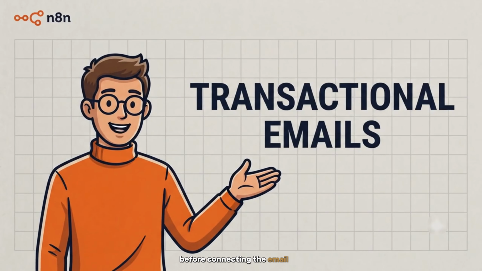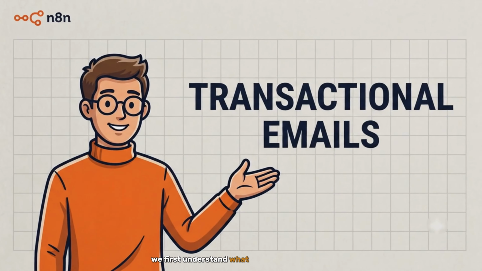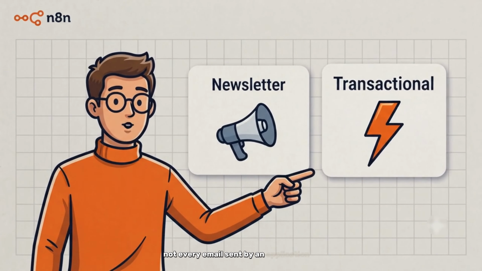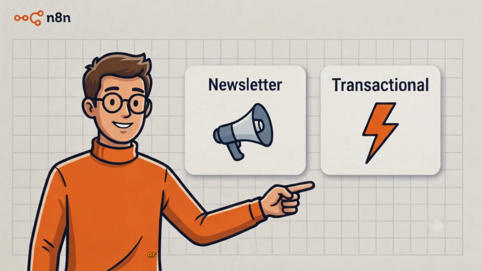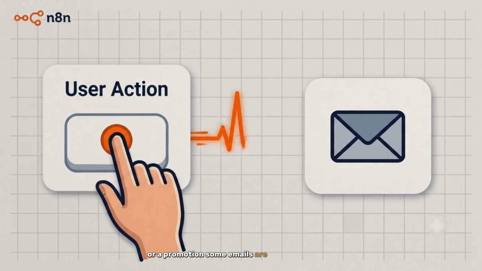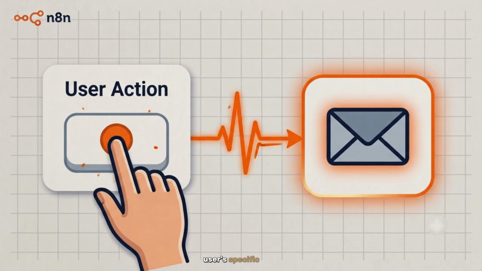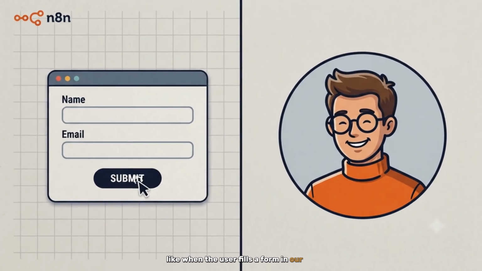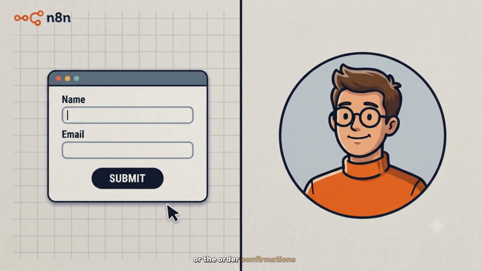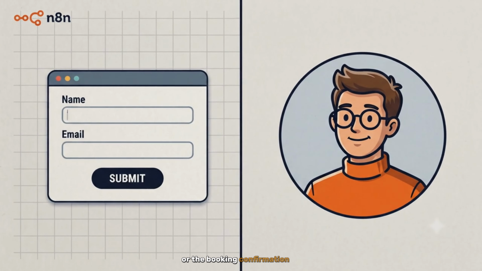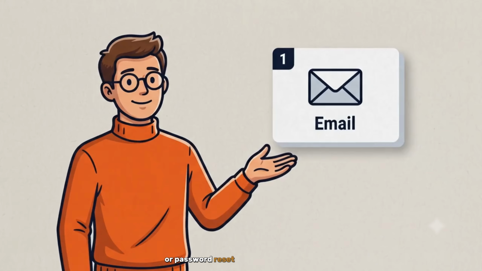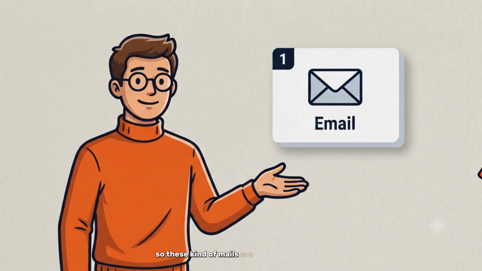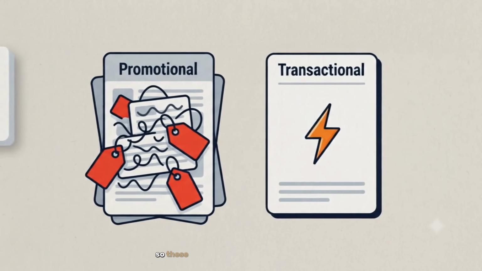Before connecting the email node, we first need to understand what transactional emails are. Not every mail sent by an application is a newsletter or a promotion. Some emails are triggered because of a user-specific action, like when the user fills a form in our case, or order confirmations, booking confirmation mails, password resets and email verifications. These kinds of mails are called transactional mails.